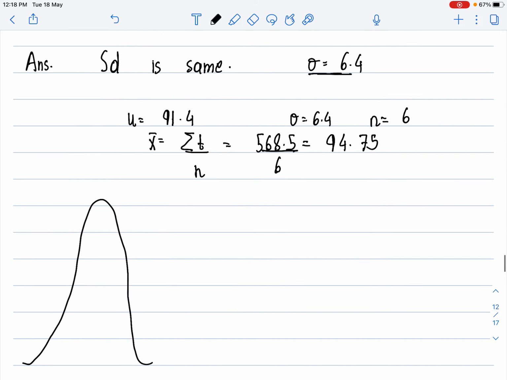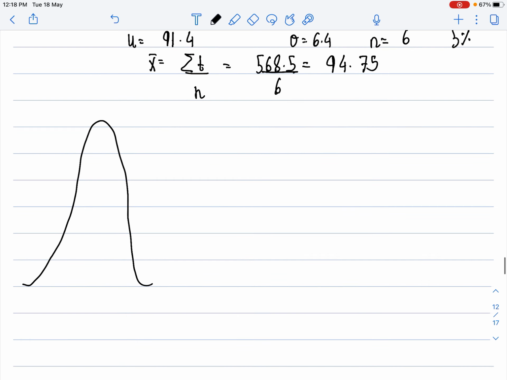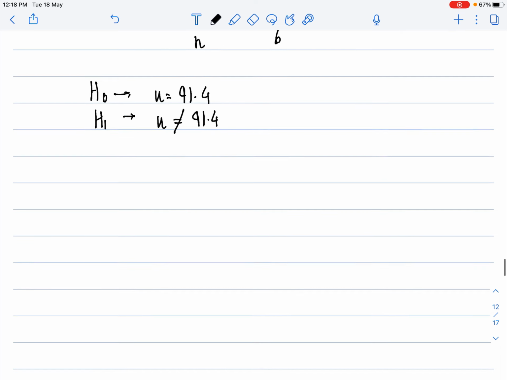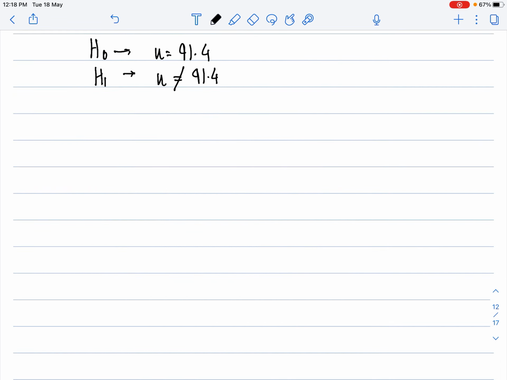Now I know this is my normal distribution curve, and my significance level is 5%. But before that, I'll write my null hypothesis and alternative. My null hypothesis states that my mean is 91.4. But my alternative hypothesis states that my mean is different or not equal to 91.4, which is why we carry out a two-tailed test.